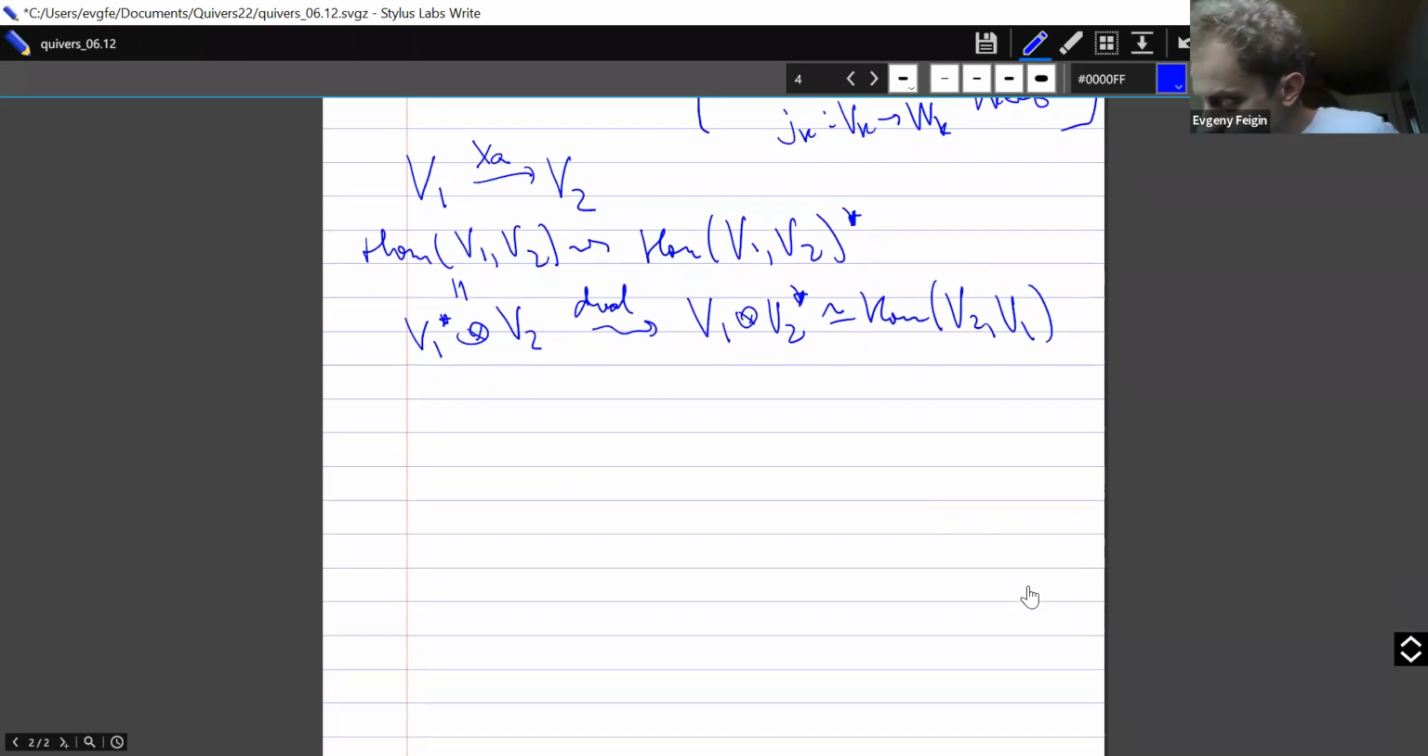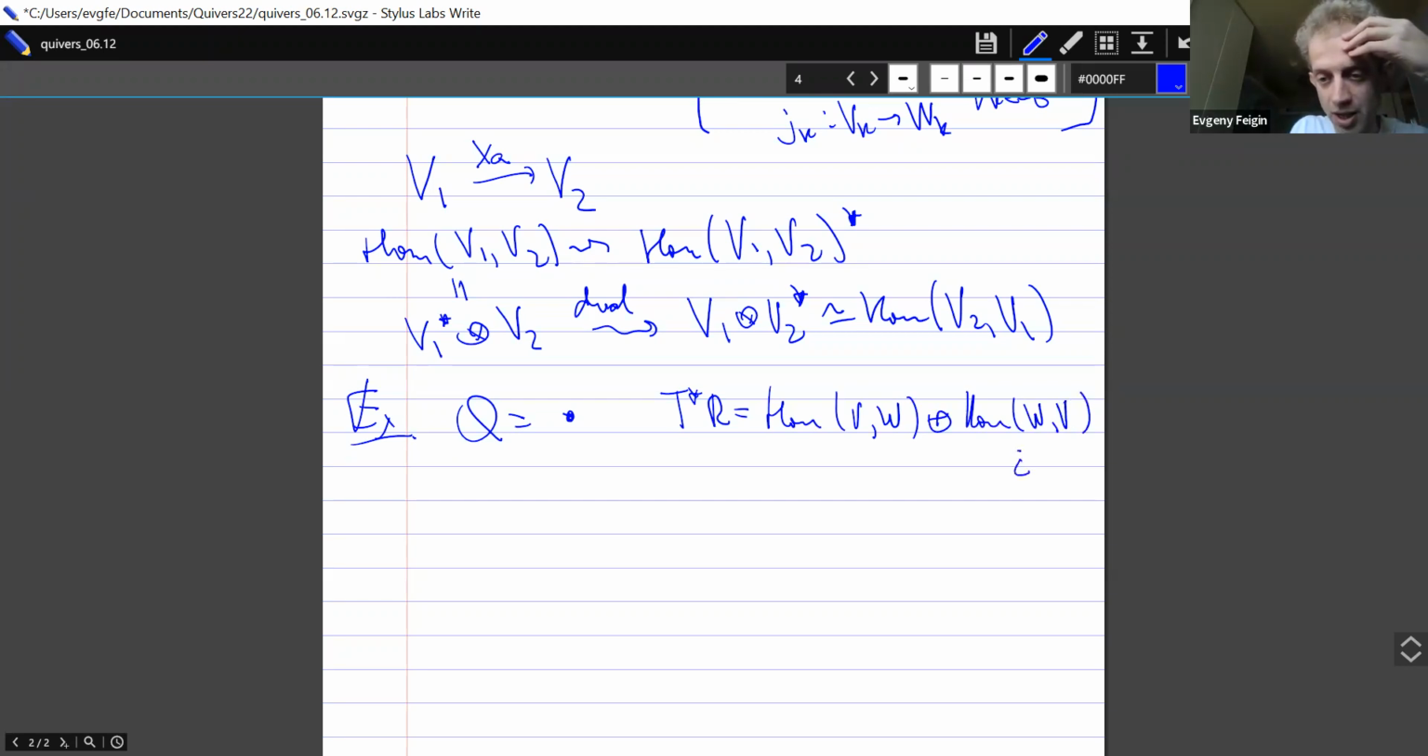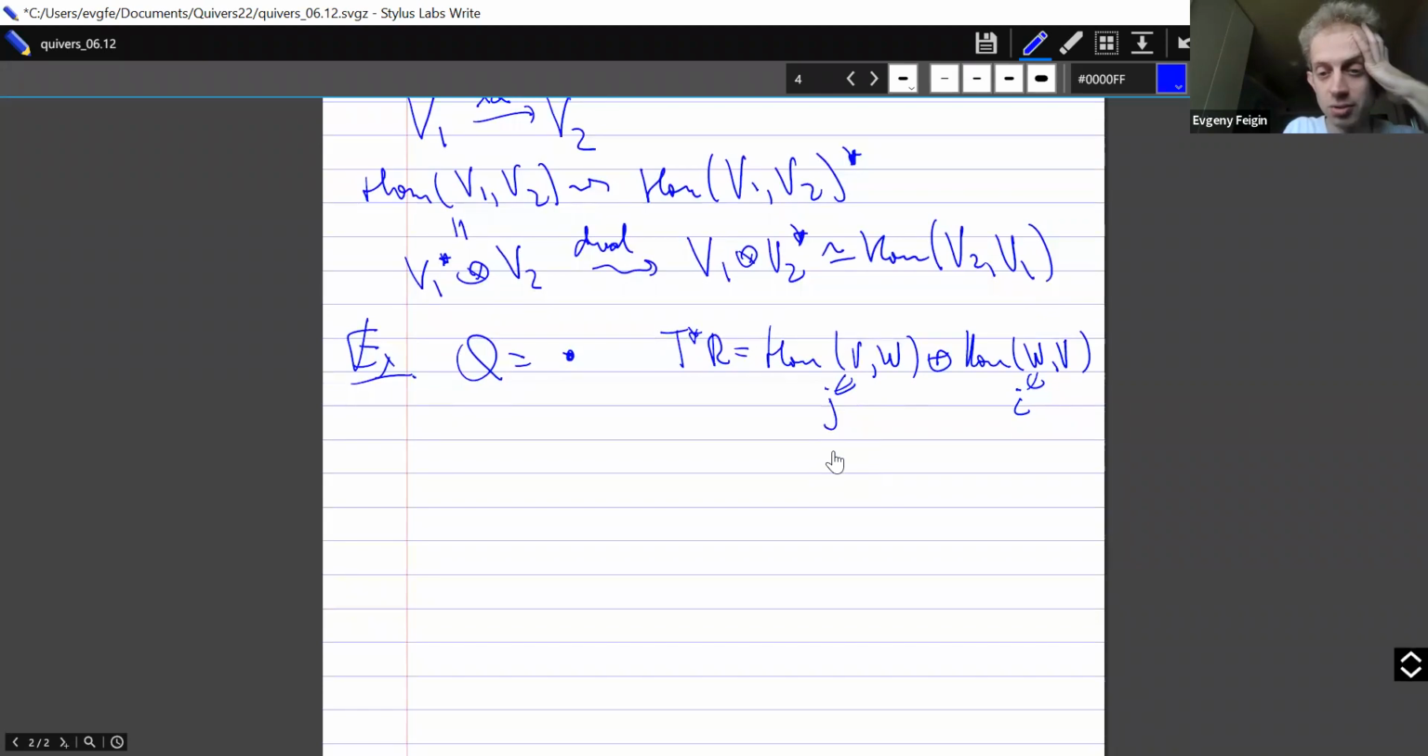Maybe some examples. First, a very trivial one, is Q being just one vertex, nothing else. Then this T star R is just Hom(V,W) plus Hom(W,V). This is the map i from here and the map j from here. So it's just the collection of pairs of maps between the two vector spaces.